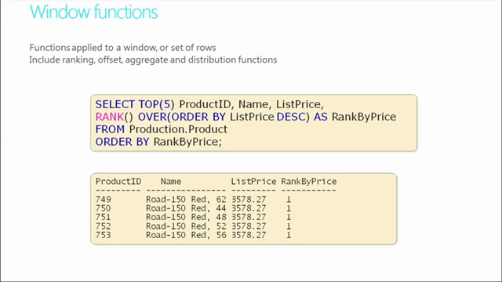Some window functions that we have are the rank function, offset, aggregate and distribution functions. This here is doing a select top 5 of product ID, name, and list price. We're doing the rank over order by list price, and we're going to return that in descending order. What's the rank by price? What's that going to provide for me?